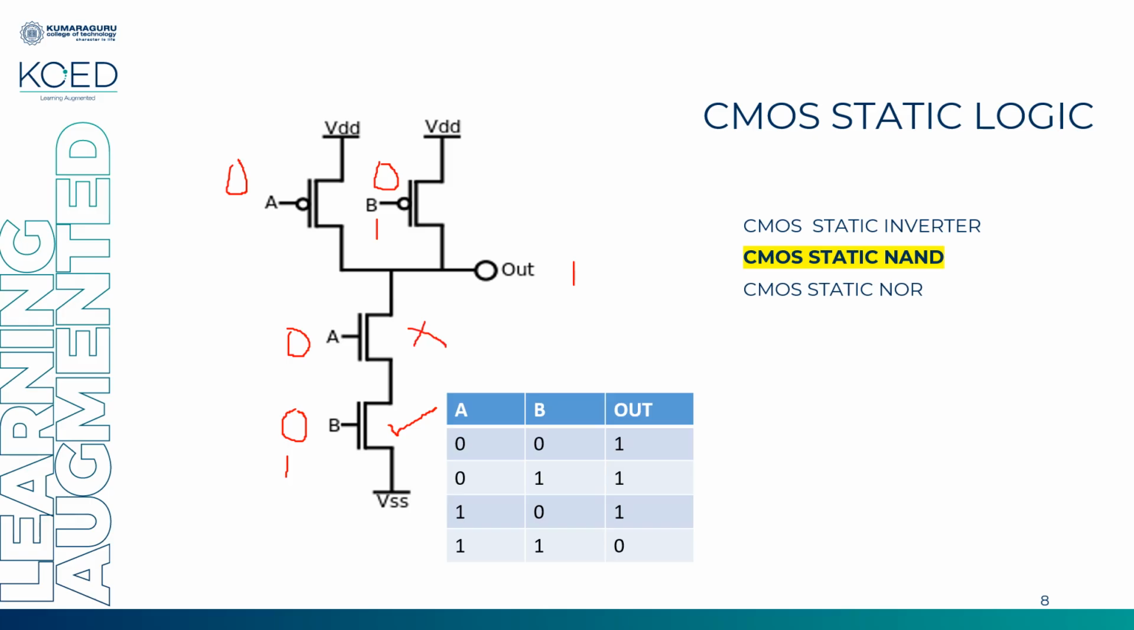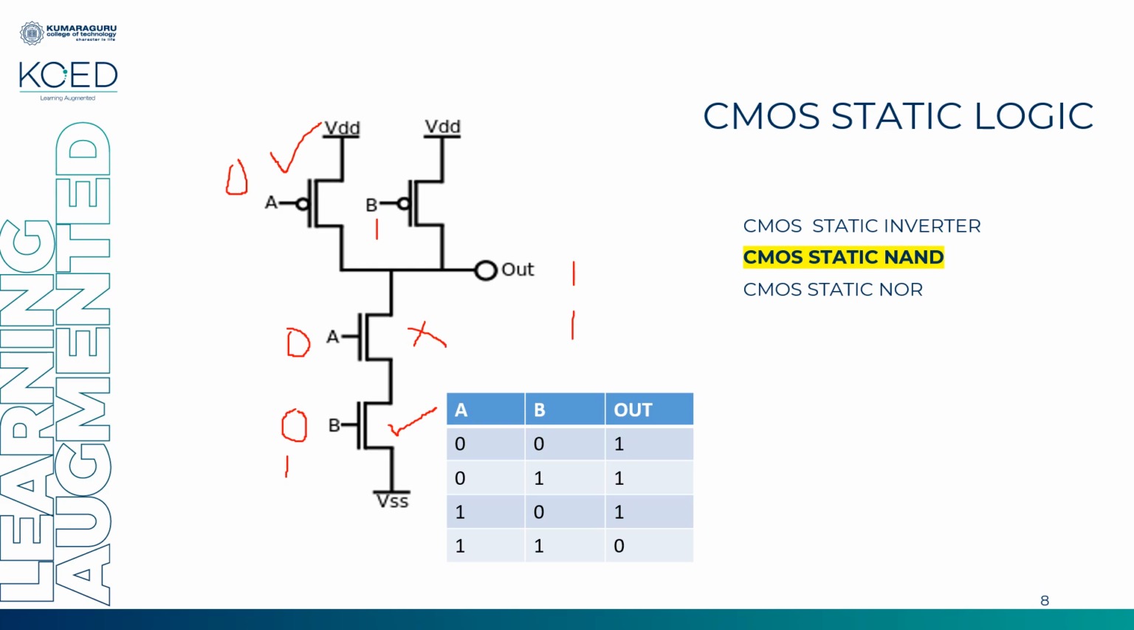What about here? Here I have my B as 1, A as 0. So my A transistor will turn on. Now here I have a path from VDD to output. Again, my output is 1. Why here I don't have any draining of output? This transistor is in off condition.